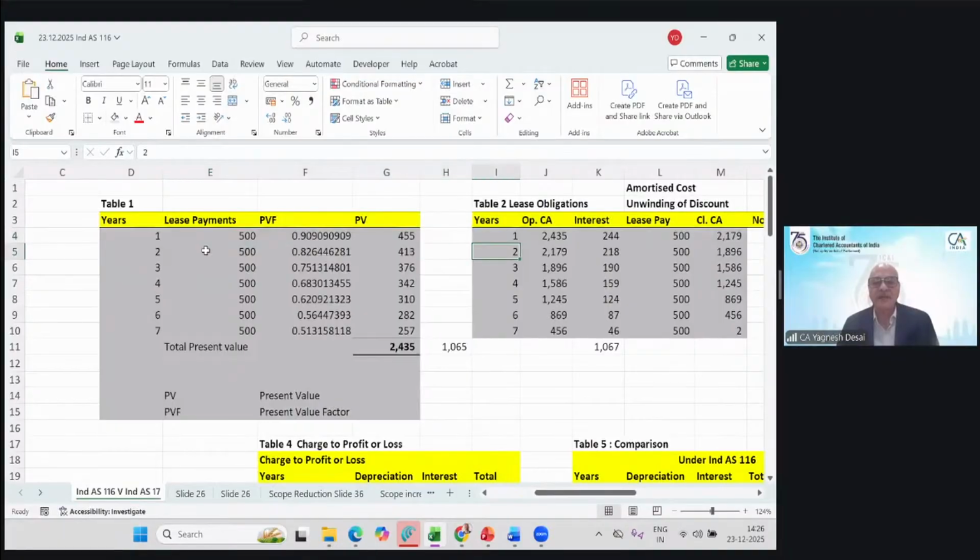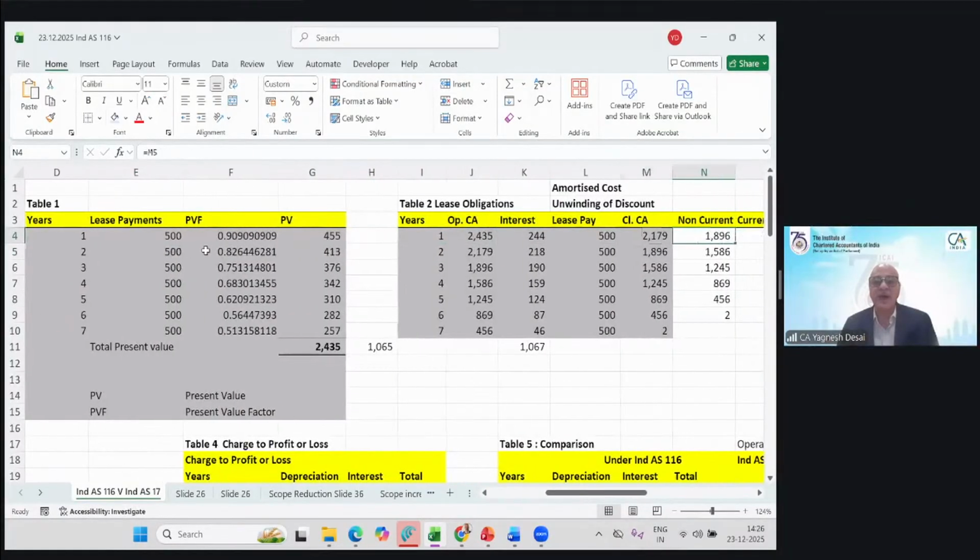Now, 2435 is my present value of the lease payments. I am increasing it by 10%, which is my IBR. So my carrying value of the lease obligation goes up by 244, 2435 plus 244. And I'm paying lease payment of 500 rupees. So by 500, my lease obligation will come down to give me the carrying amount of 2179 at the end of year 1.